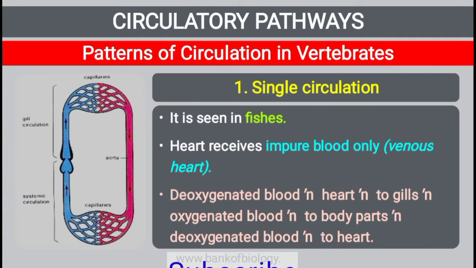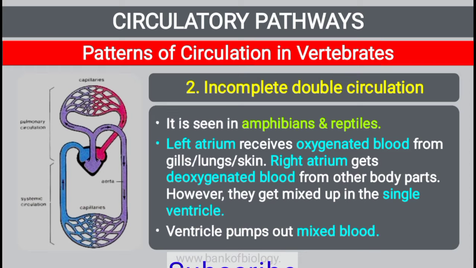In single circulation, the heart receives impure blood, only venous blood. Deoxygenated blood is sent to the gills, oxygenated blood goes to the body parts, and deoxygenated blood is again sent to the heart. Incomplete or double circulation is seen in amphibians and reptiles. The left atrium receives oxygenated blood from the gills, lungs or skin. The right atrium gets deoxygenated blood from other body parts. However, they get mixed in the single ventricle. The ventricle pumps out mixed blood.